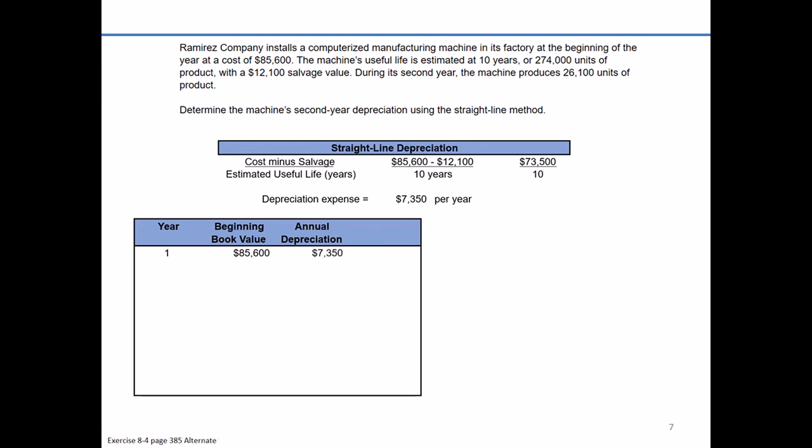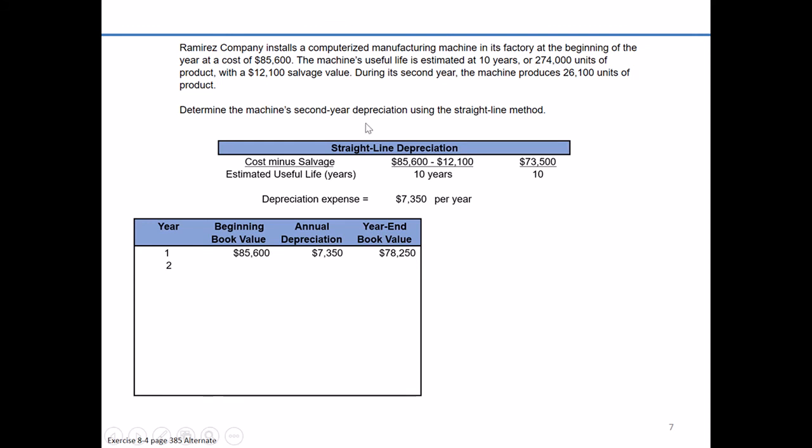So a journal entry would be a debit to depreciation expense for $7,350 and a credit to the contra asset account accumulated depreciation for the same $7,350. If we want to calculate what the book value is at the end of year one, we take our beginning book value of $85,600 minus our accumulated depreciation at this point of $7,350, and we get a year-end book value of $78,250.